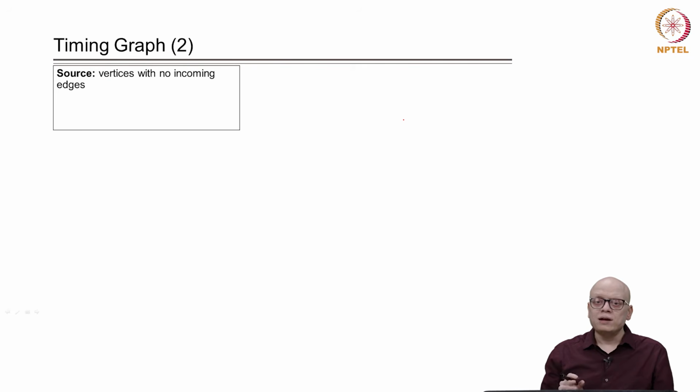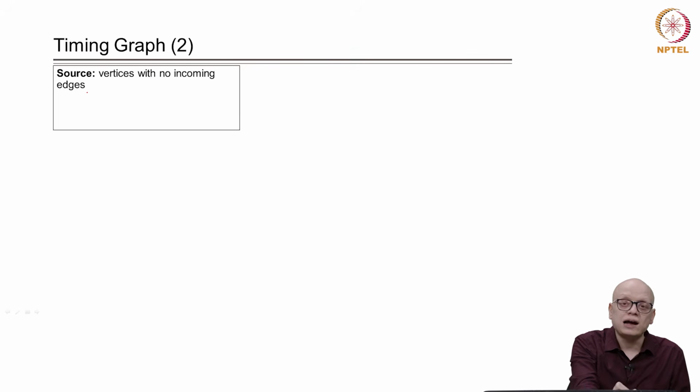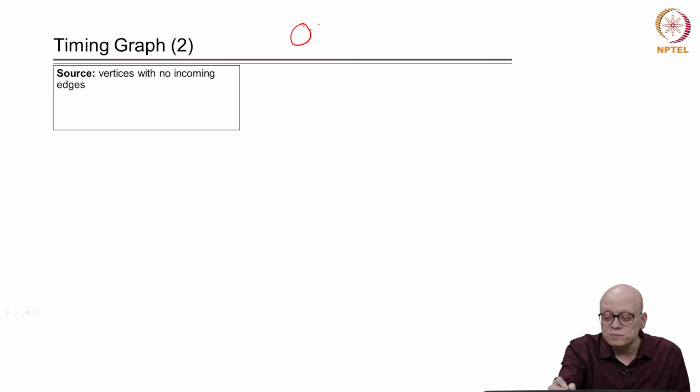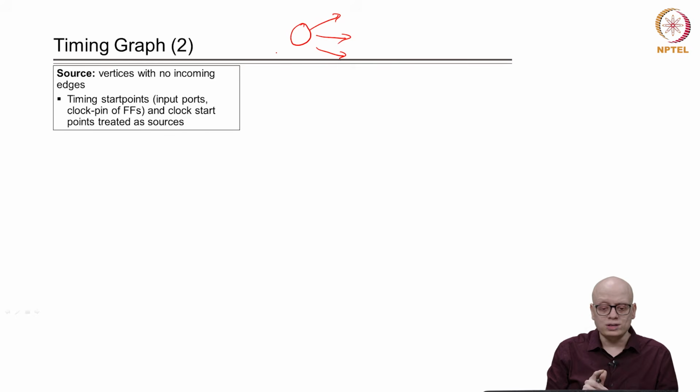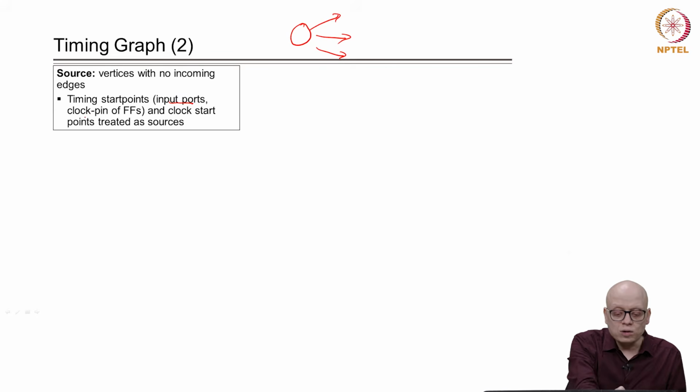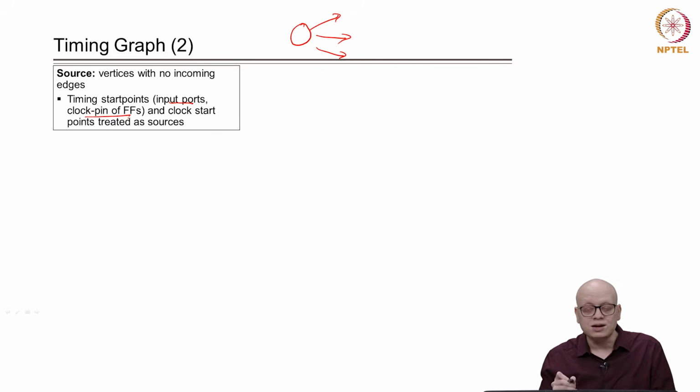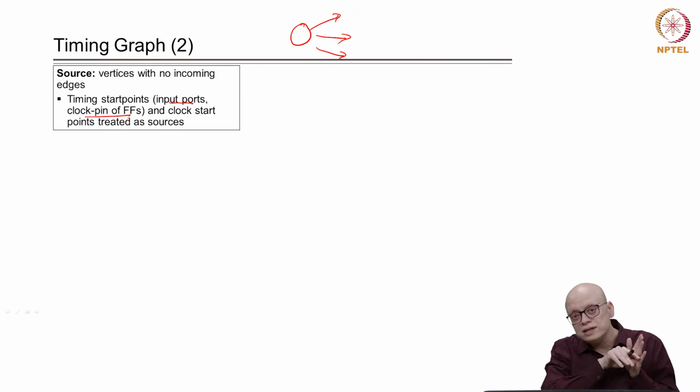Now, in the timing graph there are some special vertices. For example, there are some vertices which are identified as source vertices. Now, what are source vertices? Vertices with no incoming edge. Suppose there is a vertex which has only outgoing edges and no incoming edge into this vertex, then we say that it is a source of our timing graph. So, timing start points such as the input ports, the clock pins of flip flops and the clock start points are basically the source vertices in the timing graph, because no edge comes to them, only edges leave those vertices.